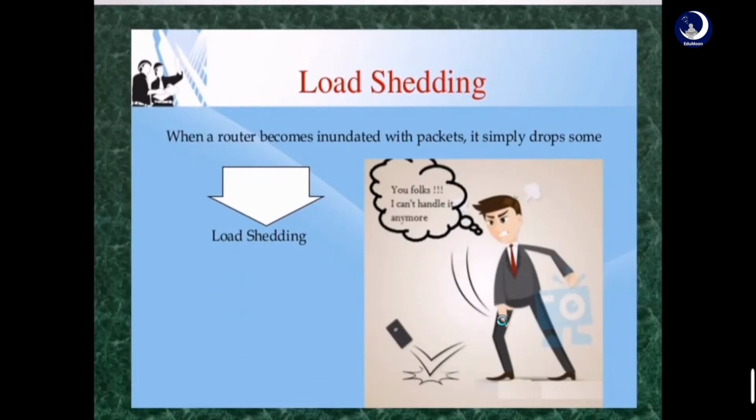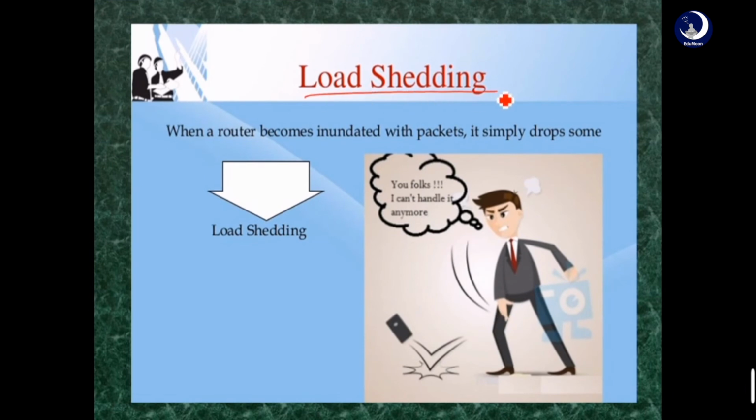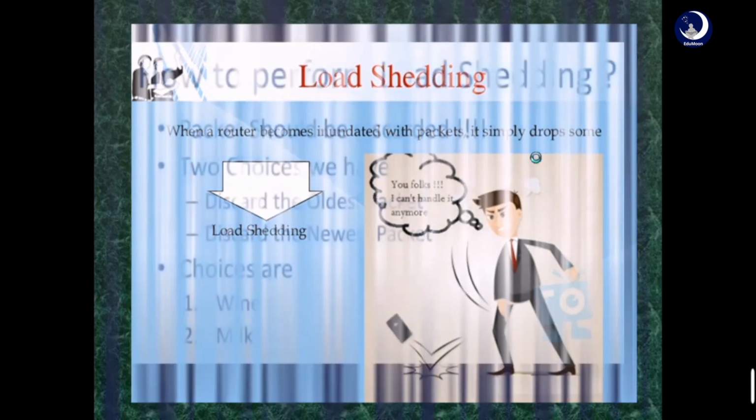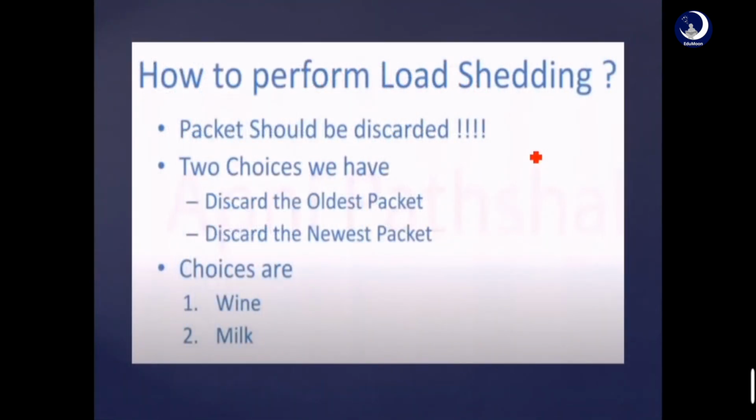Next, the last one is load shedding. It occurs when the router is inundated by packets, which means the router feels that it cannot handle any more packets. So it simply drops some packets. This is known as load shedding. We are giving excess load to the router, so to handle that excess load, it drops some packets, which means packets are discarded because there is too much load on the router.